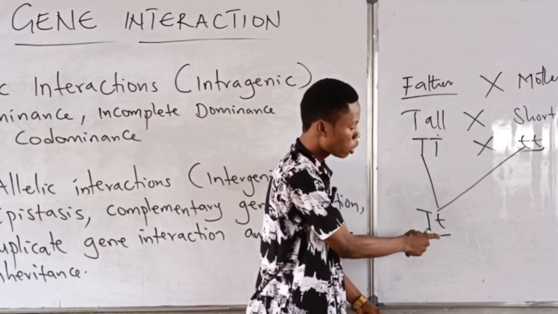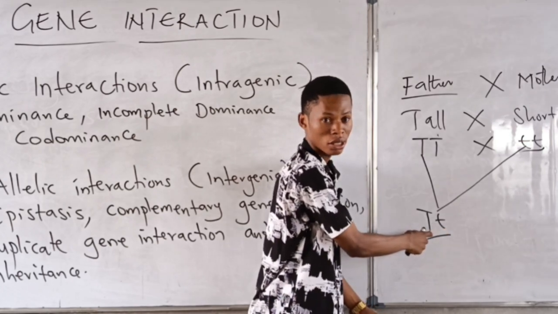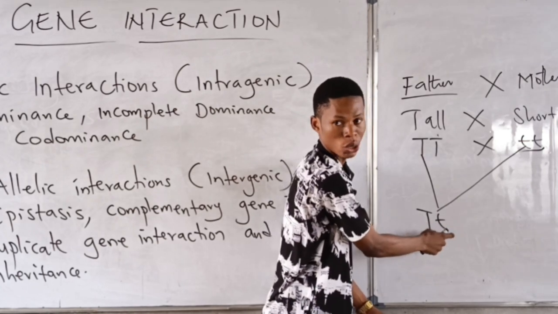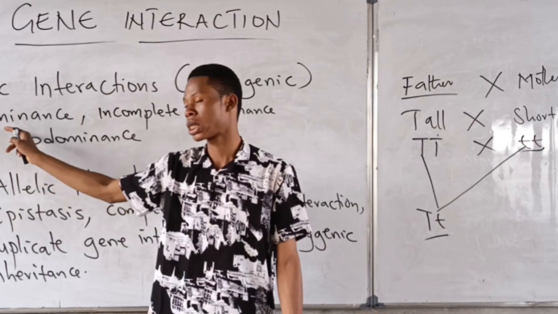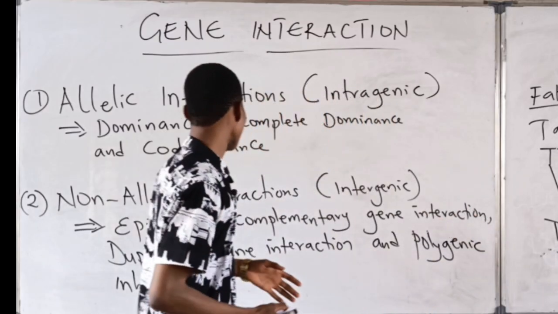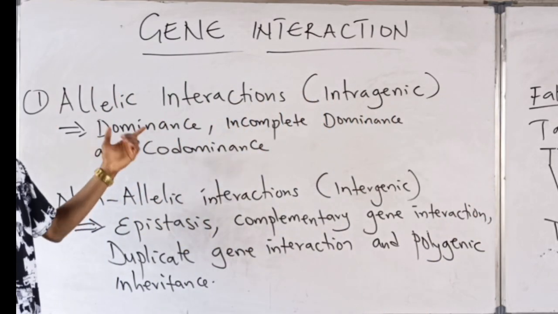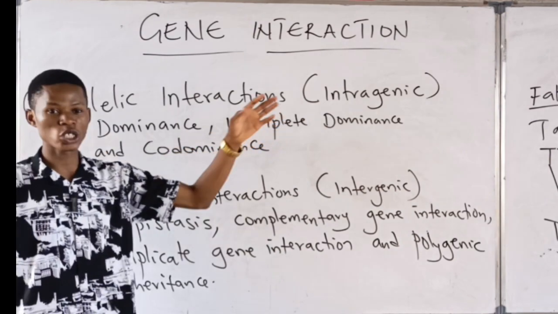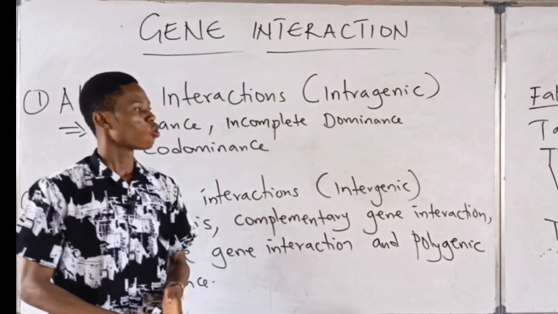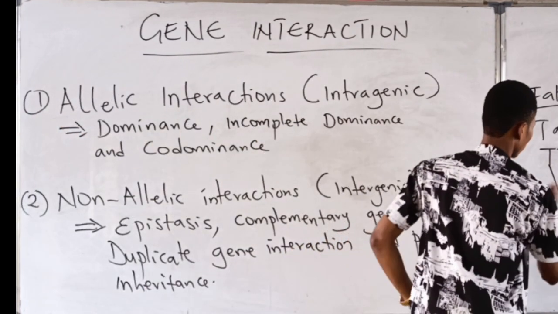Do you get? Yes. Because there is a dominant allele here, it will suppress this one, which is the recessive. Do we understand what dominance is now? Yes. Good. The next one is incomplete dominance. Now, what if you have something like this?